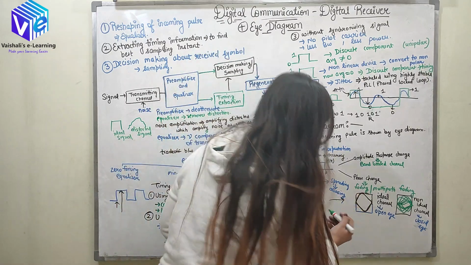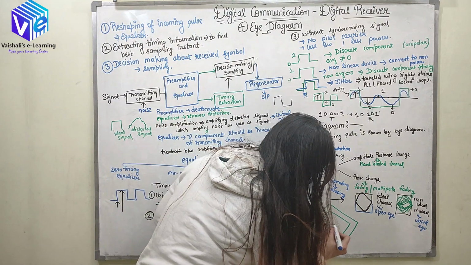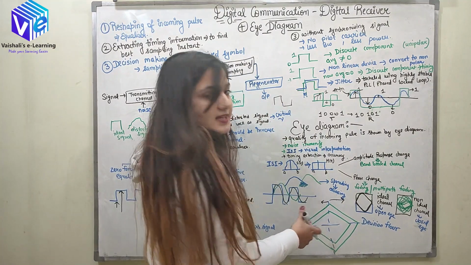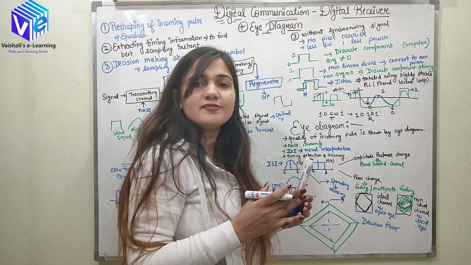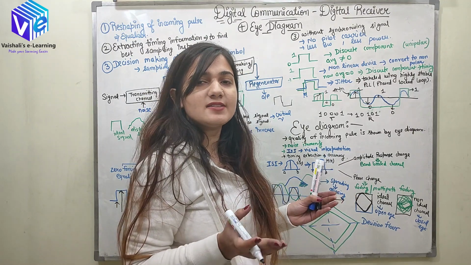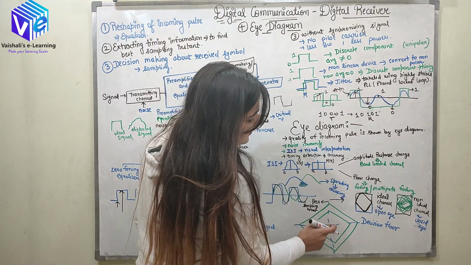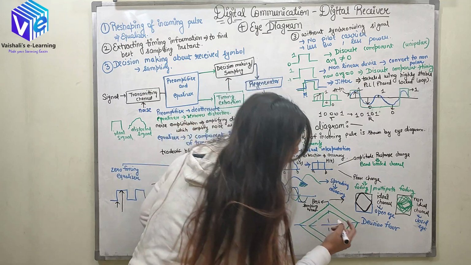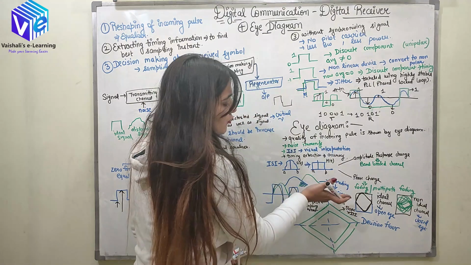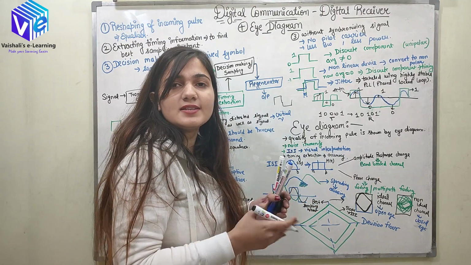Now, when I make a bigger picture of the eye diagram, this is my decision floor. This is my best sampling instant. The best sampling instant should be at the place where my eye is wide open. I hope you know, if the eye is open, it means the noise component is less or the spreading is less. So the best sampling instant is at the place where my eye is most widely open. Now this represents the slope. The slope represents my ISI. If the slope is less, which means the eye is closed, the inter-symbol interference is more.